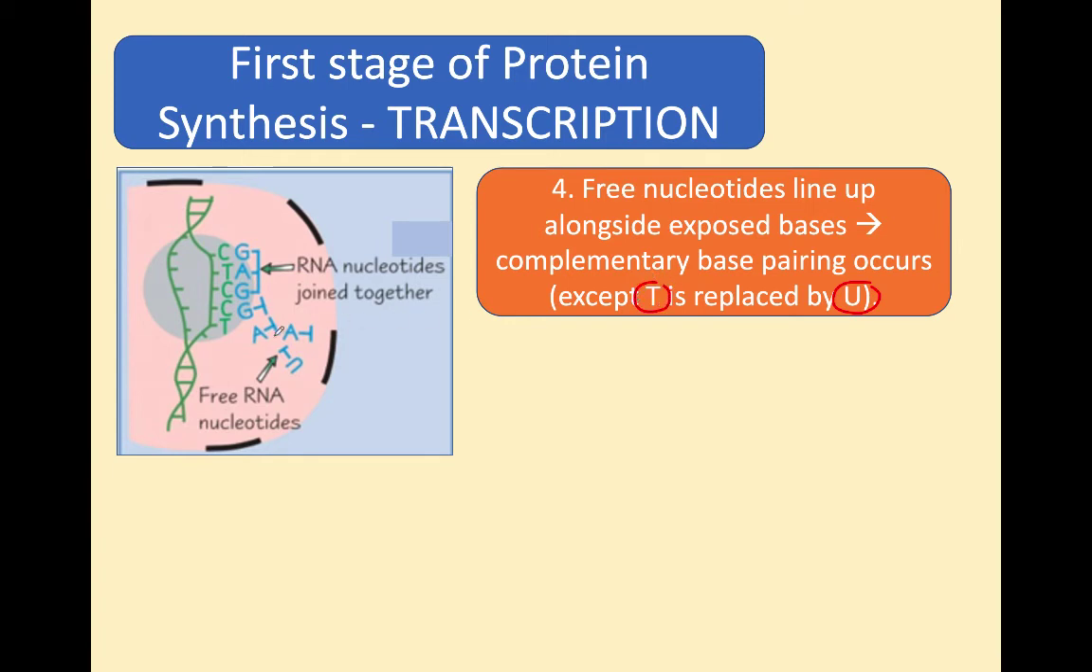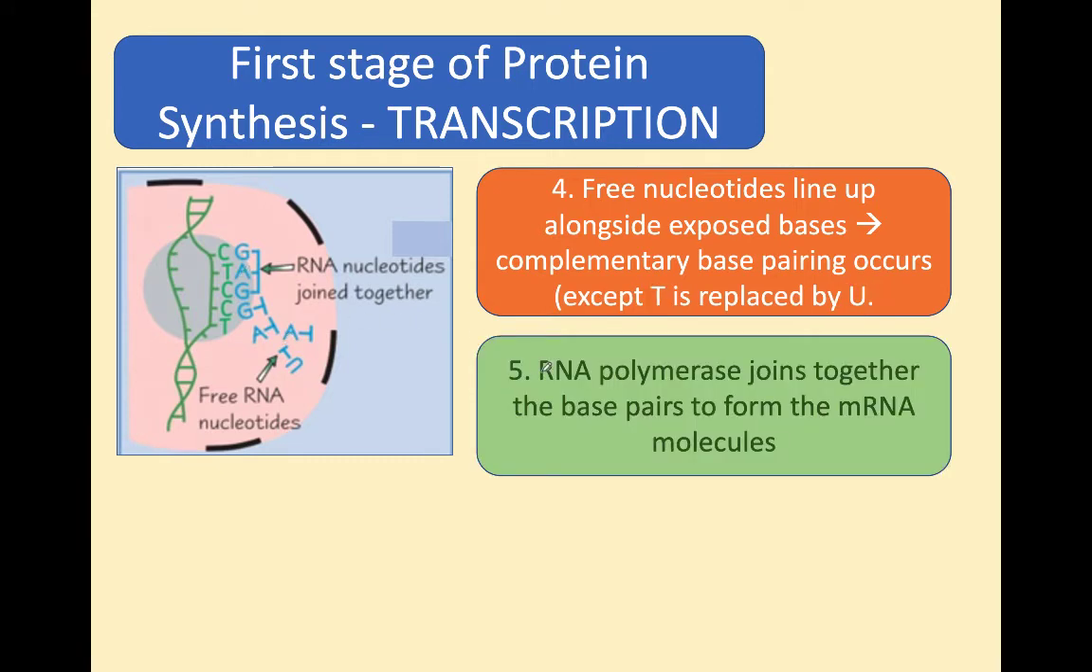Okay, so if we had an A here, which we will have later on perhaps, that would be binding with a U, a uracil, as opposed to a thymine. The RNA polymerase joins together the base pairs to form messenger RNA molecules, and you can see here the messenger RNA molecules starting to form.